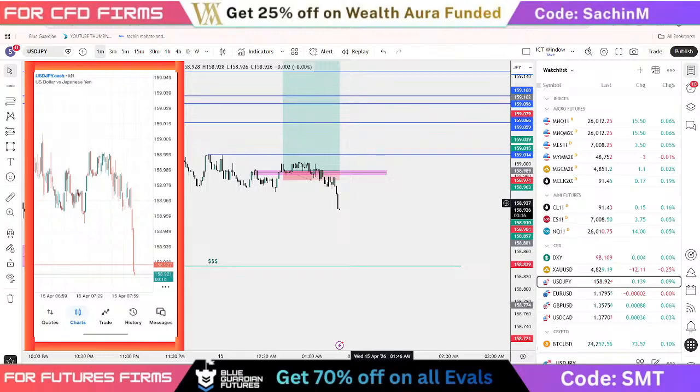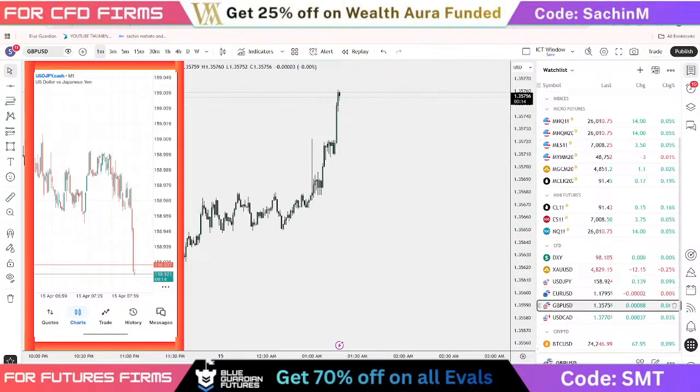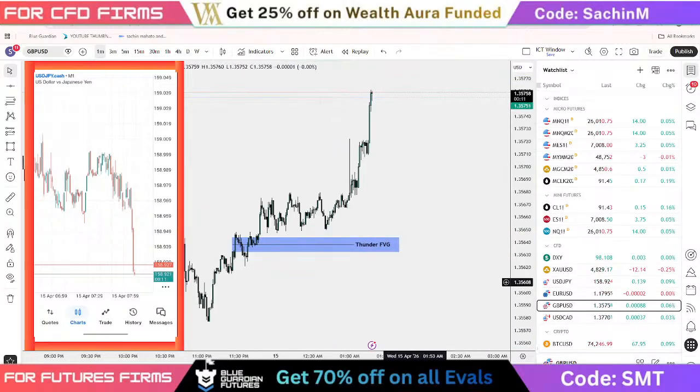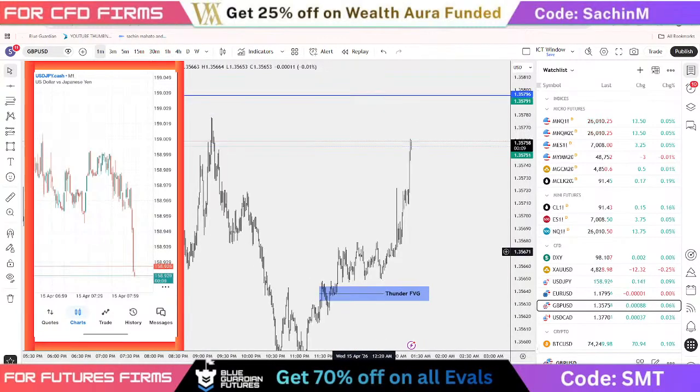Then GBP is bullish. It is going to the bull side. I think this liquidity will be taken out today.